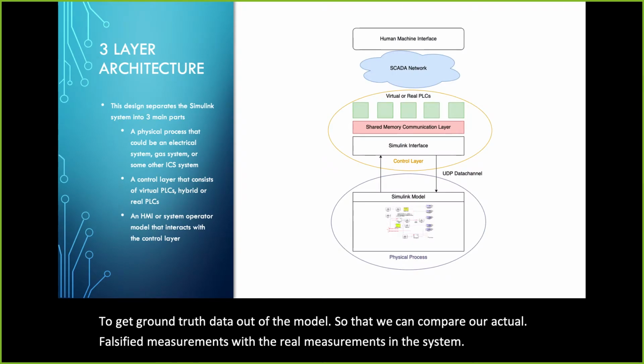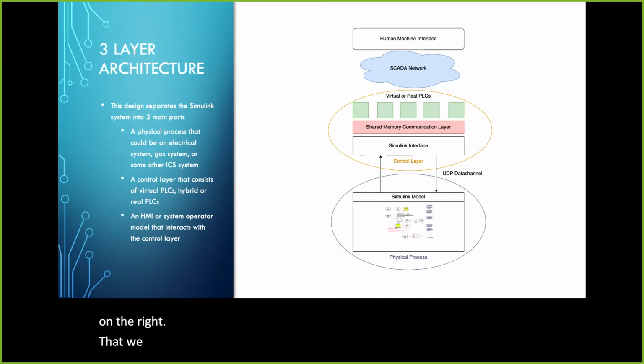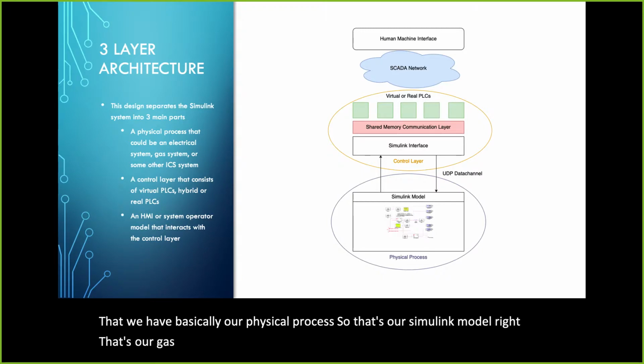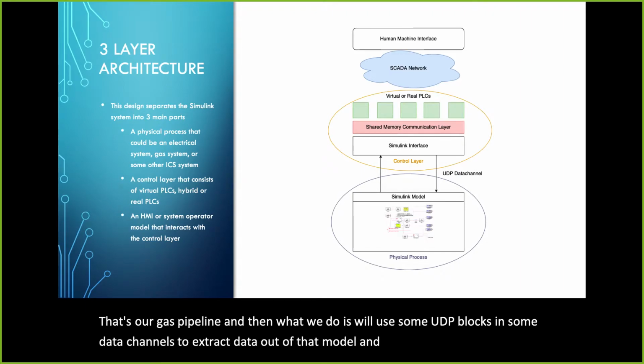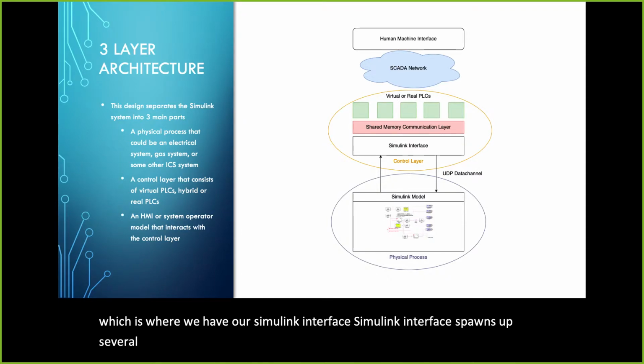Okay, so let's talk about this 3-layer architecture first. Over here on the right, we have our physical process. That's our Simulink model, our gas pipeline. We use some UDP blocks and some data channels to extract data out of that model and push it into our control layer, which is where we have our Simulink interface. The Simulink interface spawns several virtual PLC processes, and they communicate with the interface through shared memory.